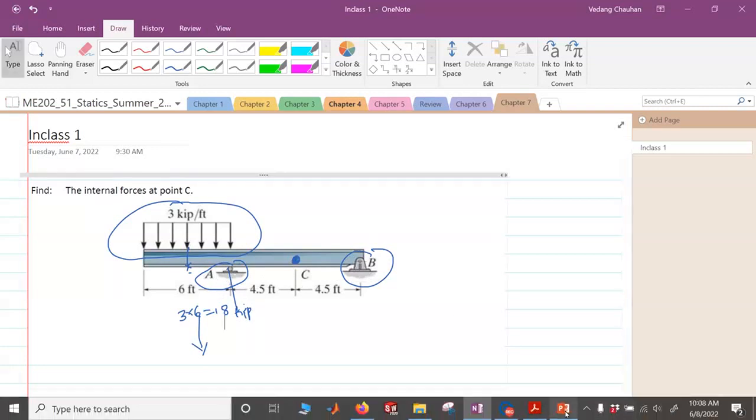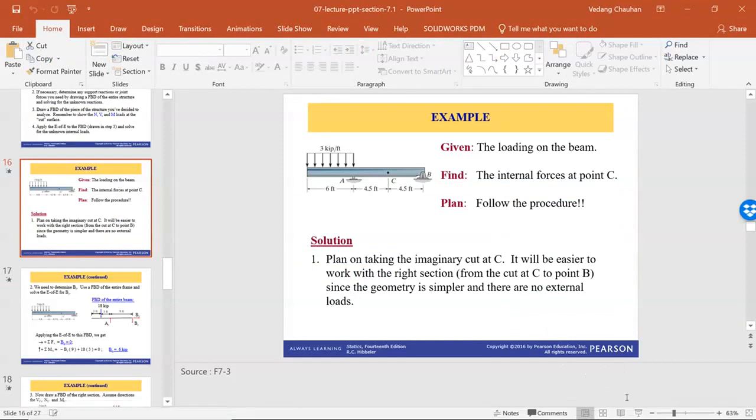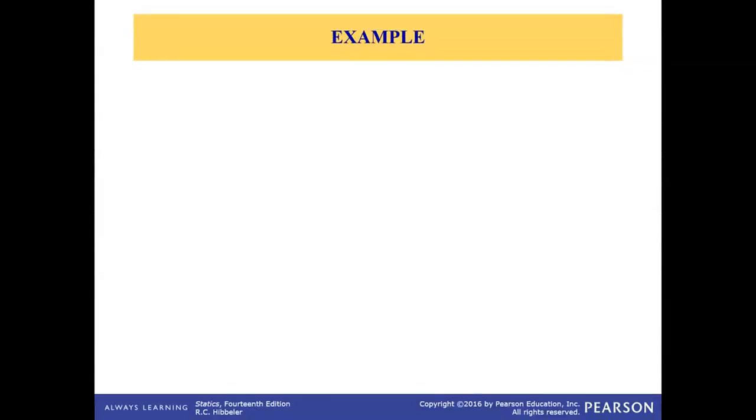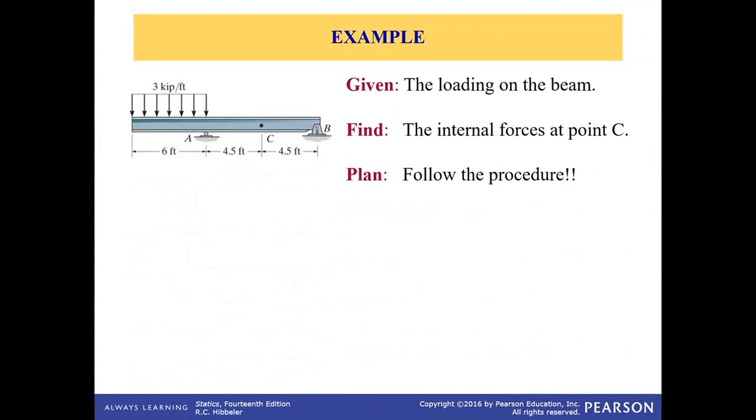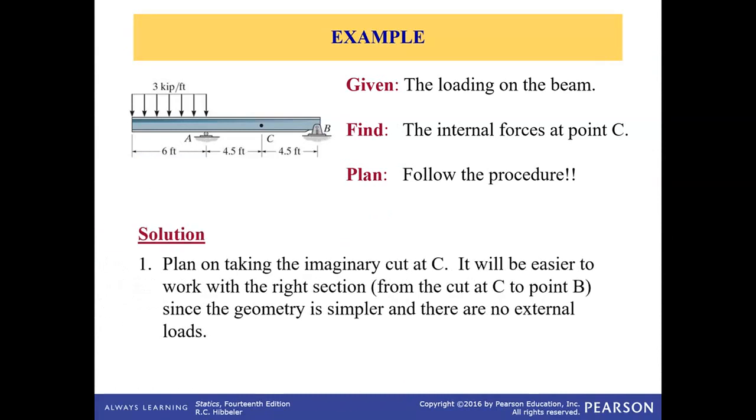So this is actually a solved problem from the slide. So I'll walk you through the steps for the solution for this problem. So what is given? The loading on the beam. What we need is to find the internal forces at C, and what's the procedure. First, we take an imaginary cut at C, and it will be easier to work with the right side of the section because there are fewer load points and no external load is applied.